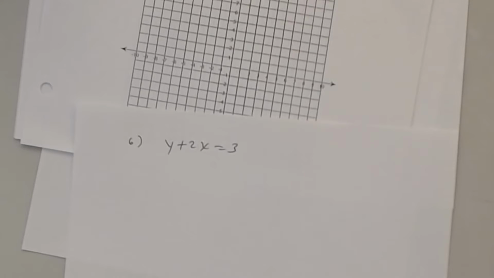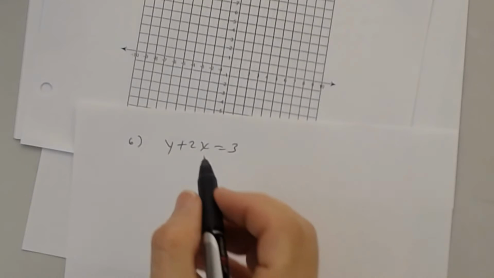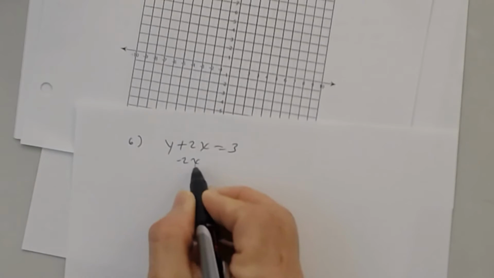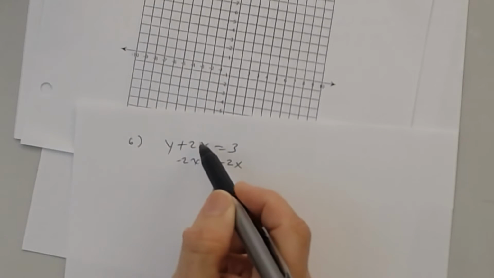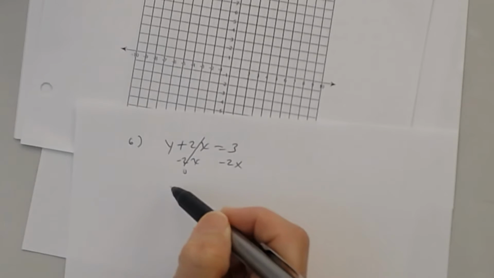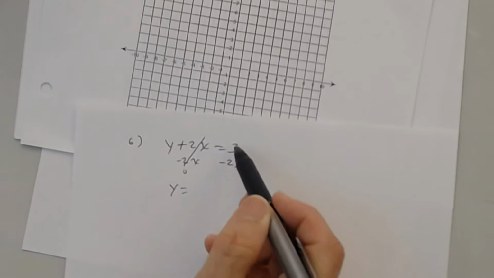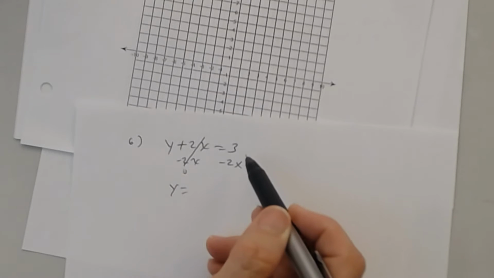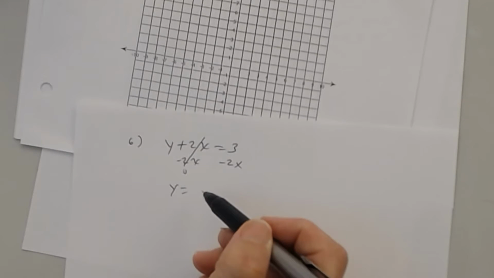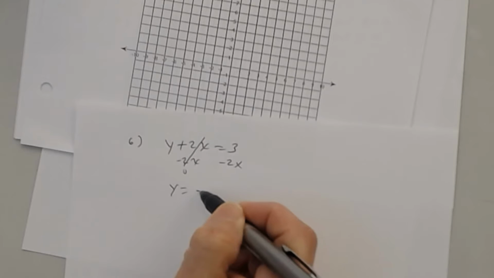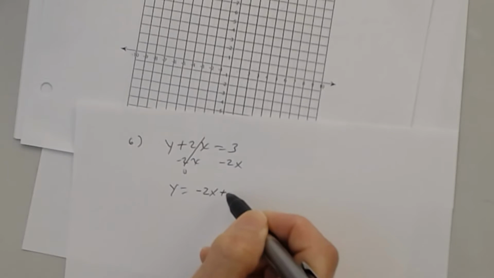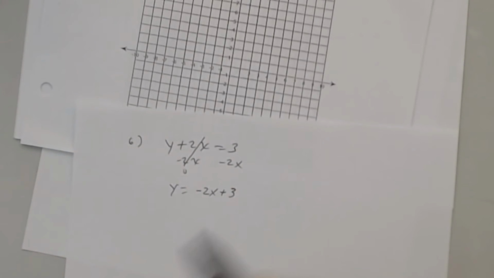So if I get y by itself, you would have to do what to both sides? Subtract 2x. Combine like terms. 2x and a negative 2x is 0. So I get y equal. Now before I go on, are these two terms like terms? No. Good. So always put the x term first, though. So how are you going to write this? Negative 2x plus 3. Y'all agree?